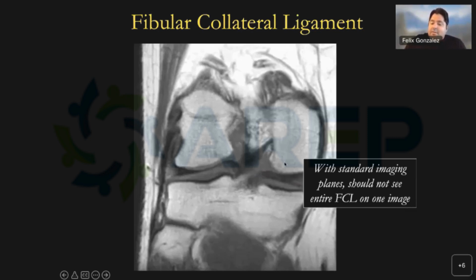So the lateral collateral ligament, basically, with a standard imaging plane, you should never see that lateral collateral ligament in one plane.